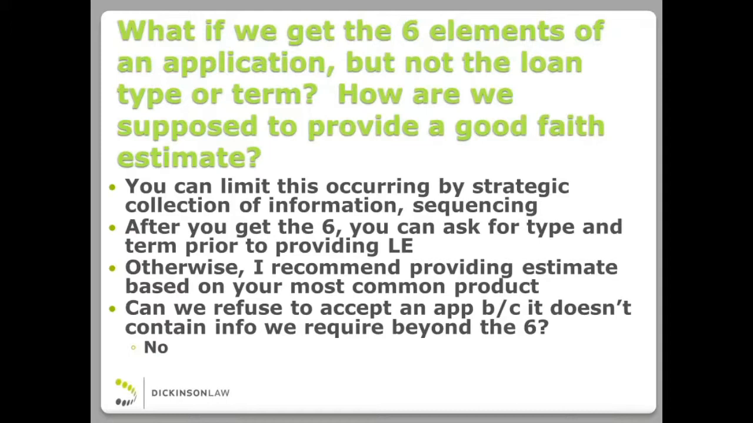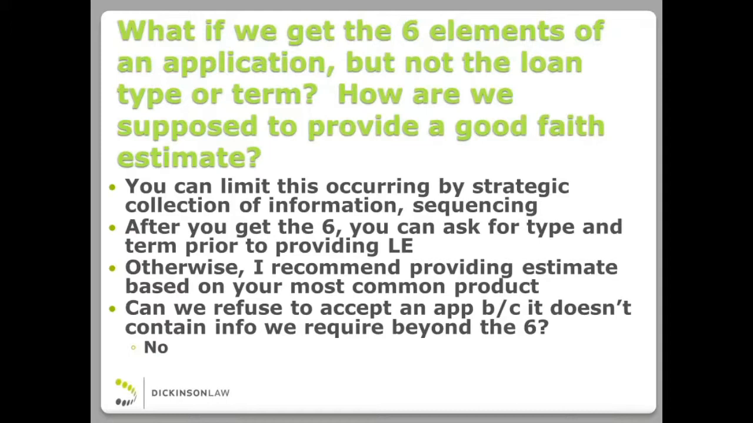Otherwise, if you implement these safeguards, you have the 6 elements, and you still don't have the loan type or term from the borrower for whatever reason, maybe it's an online application, you still have to provide the estimate. So then it begs the question, well, what do we provide it based on? I'd recommend having some across-the-board policy that if this happens, we're going to provide an estimate based on whatever your most common mortgage product is. A 30-year fixed-rate mortgage or whatever it may be. But just have it across the board.